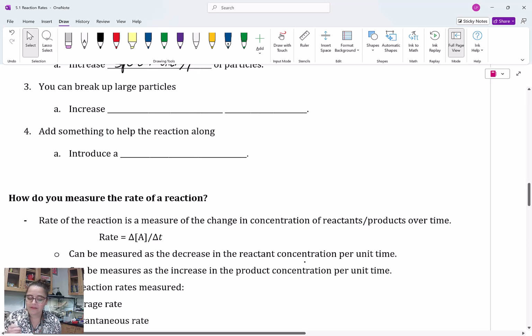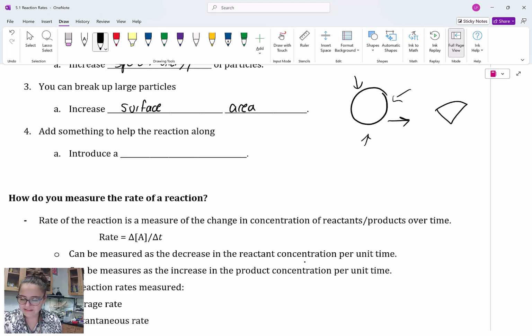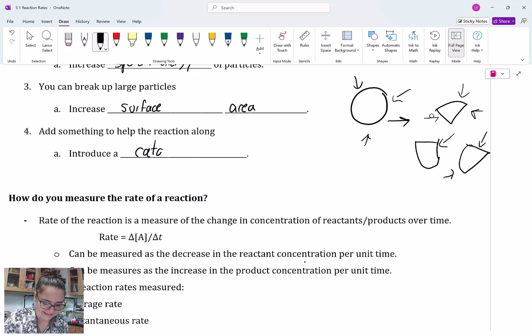If you break up the large particles, that increases surface area. So now you're going from here where only some of the surface could interact, to a situation where you've got the clumps floating around, and all of the sides are available for interaction. And then there are also these things called catalysts. A catalyst is just something to help the reaction along. And we'll be going deeper into how those work later in this unit.